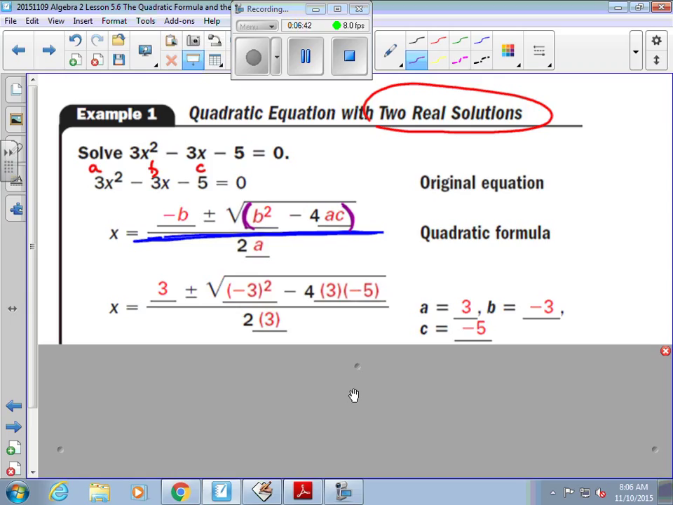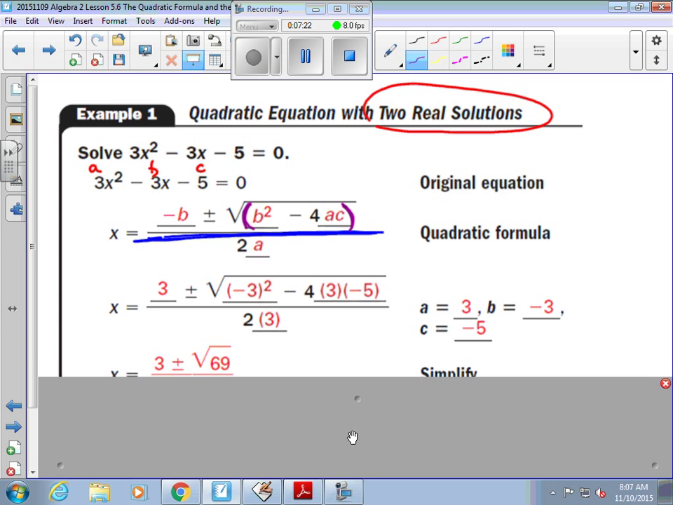Positive 3 plus or minus the square root of negative 3 squared minus 4 times a times c, 3 times negative 5, over 2 times a, 2 times 3. So then you simplify everything under that radical. Negative 3 squared is positive 9. Negative 4 times positive 3 is negative 12. Negative 12 times negative 5 is positive 60. So you have 9 plus 60 under that radical. And 2 times 3 is 6.